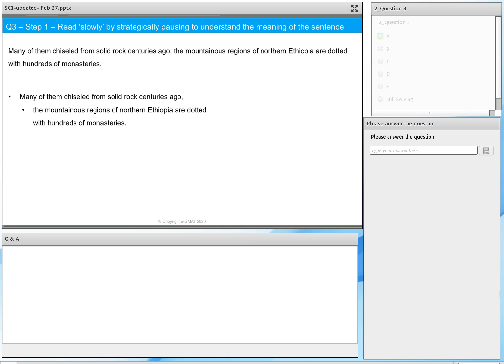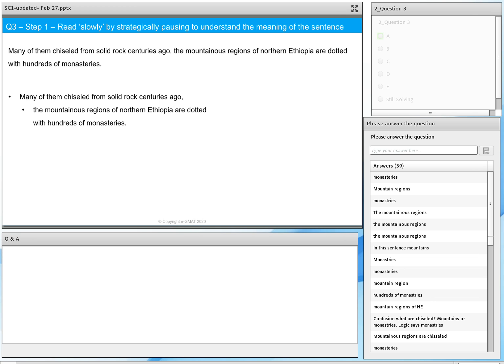What is chiseled, or what are chiseled, because it says many of them, what are chiseled from solid rock centuries ago? I'm asking this question from the perspective of the original sentence. When you read this sentence, what is the meaning that you got from the way the sentence is written? Okay, I have a lot of mixed reviews over here. Maybe my question is not very clear to you. I'm asking you, when you read the sentence, what meaning does it give? Just the sentence, the way it is written, what meaning does it give?